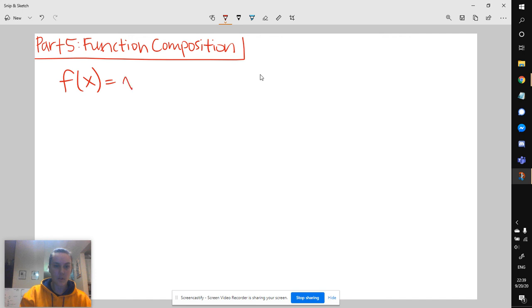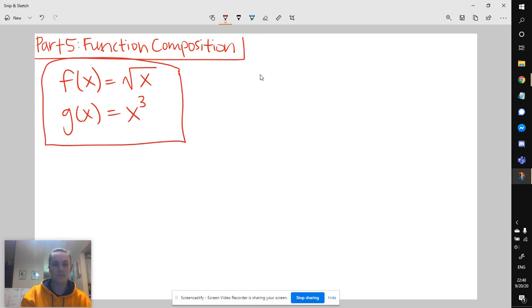So if, say, f of x is square root of x and g of x is x to the third, right? Let's let that be true. And then over here, we can do some stuff. So if I say, what is, like, f of 8? It's the square root of 8. We're done. You don't need to plug that into a calculator. Square root of 8 is a fine number, right?